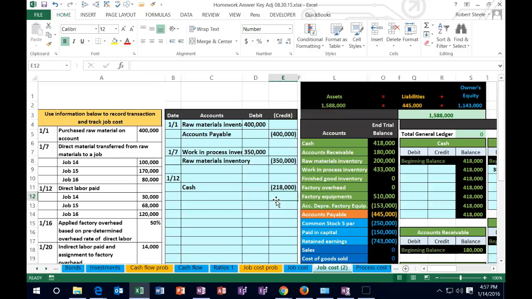So that's a negative 218,000. If we credit something 218, we're going to have to debit something 218. I'm going to do that with a negative of this number. Take that number, flip the sign. You could just type in a positive 218. And what's that debit going to go to? And you might say, well, we paid for labor.